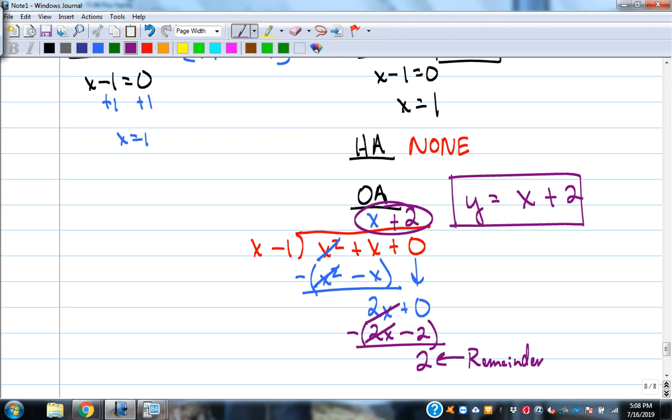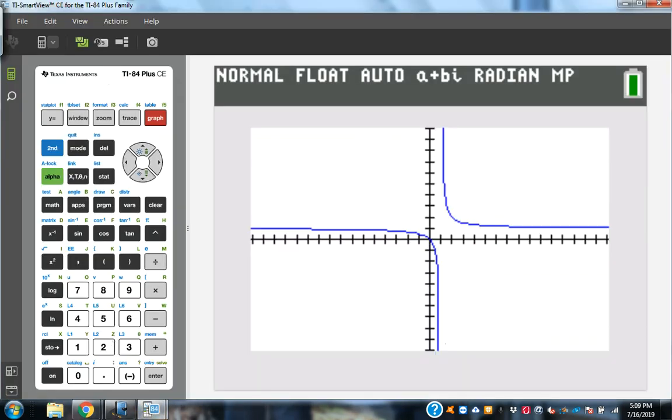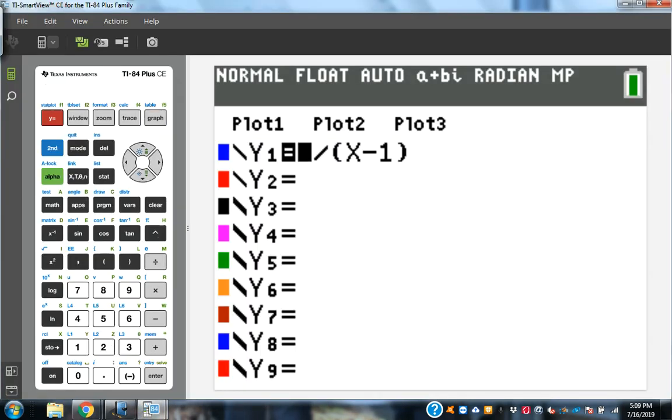That's our oblique asymptote for this problem. Oblique asymptotes will always have that form y equals mx plus b, where you're plugging in a slope. You've got a slope and a y-intercept. They're always going to be that kind of equation. That's what you're going to find. Let's look at the graph and we can see that slant asymptote, or oblique asymptote, happening.